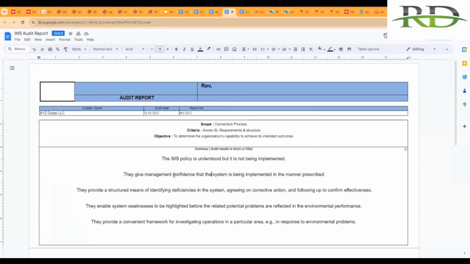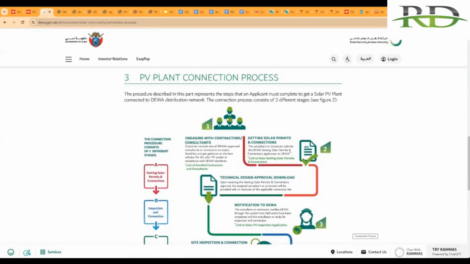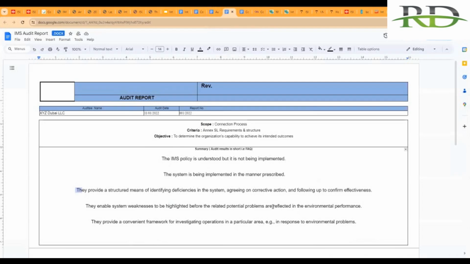So you just have to also say here, if the IMS is being implemented in the manner prescribed, that is also what you're going to report. And always remember, this is done to a particular process. So that is what you have to do in all of these items. You just have to turn them into statements.